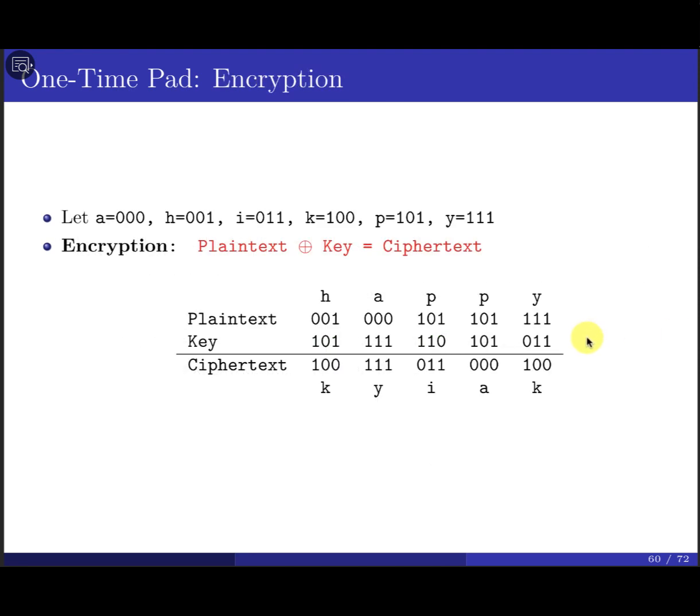Assume that this is my ASCII code, whatever way I represent the data in binary representation. Assume that the code we use has only 3 bits. And those are the letters that we have: A, B, C, H, I, K, P, and Y. Okay? And they give you the plain text. You need to encrypt this one.